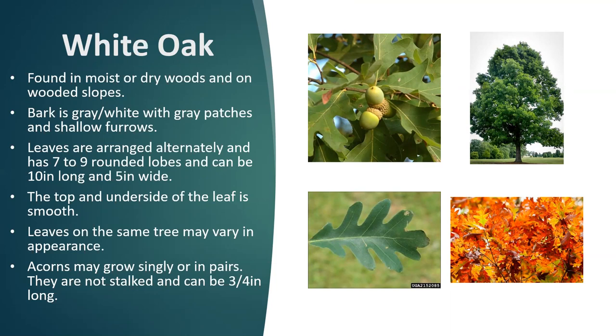Again, this is an oak, so it is going to have an alternate leaf arrangement. And typically the leaves are going to have 7 to 9 of these very rounded lobes. And again, they're not going to have bristle tips on the end of those lobes. The top of the leaf is fairly smooth, as well as the underside. A few other species that we'll get to later on will have a unique pubescence, which basically means very short and stubby hairs on the underside of the leaf. And so a good characteristic of the white oak is that it does not contain that.